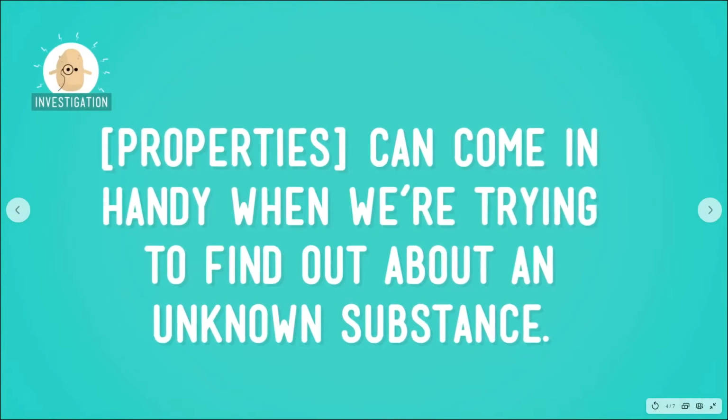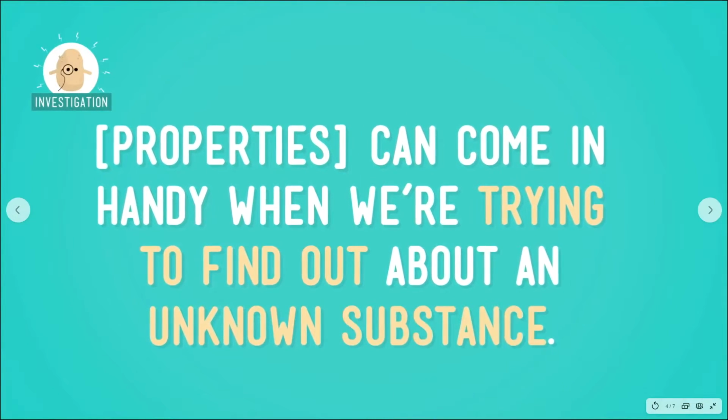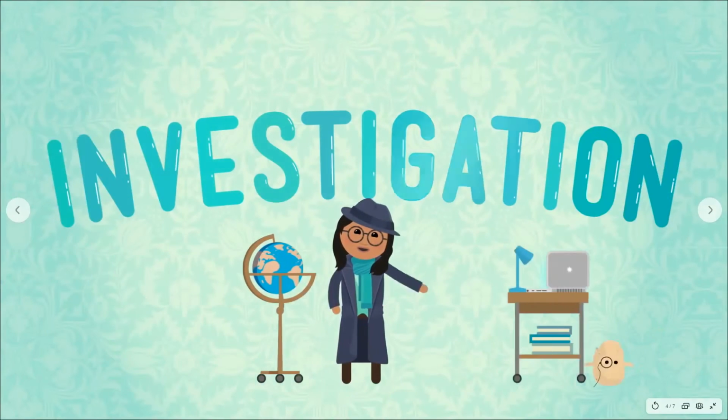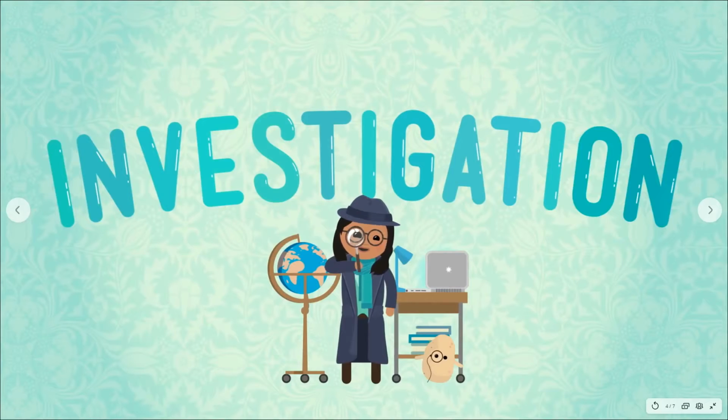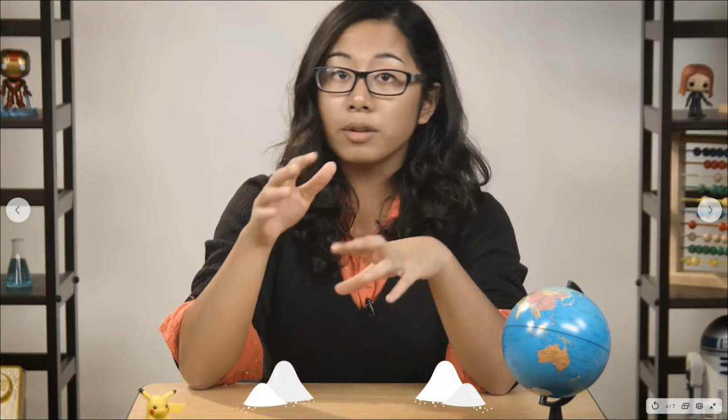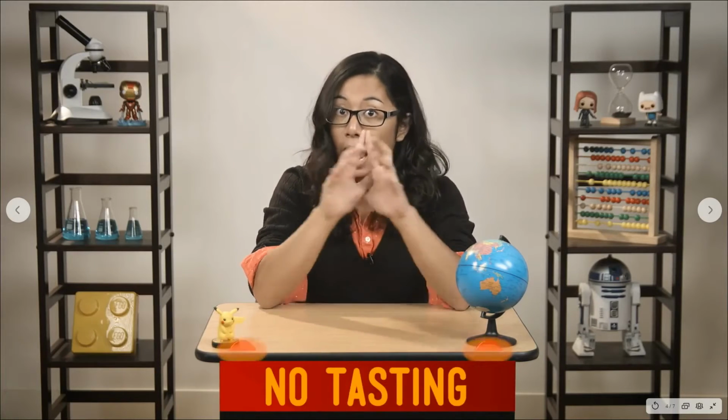And because the properties are pretty specific, they come in handy when we're trying to find out about an unknown substance. So, let's get the investigation rolling. Say we have 2 unknown substances. Both look the same, kind of whitish and powdery. How can we tell them apart? Now would be the time to go over a truly important scientific rule. No tasting. Ever. Right, since that's out, what should we do?